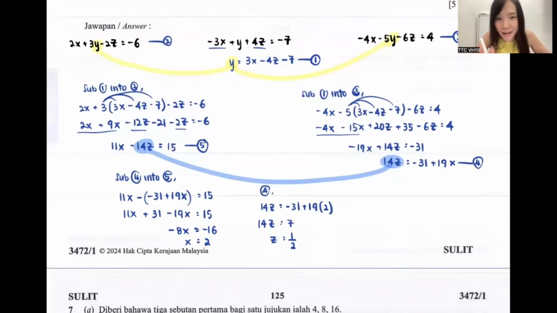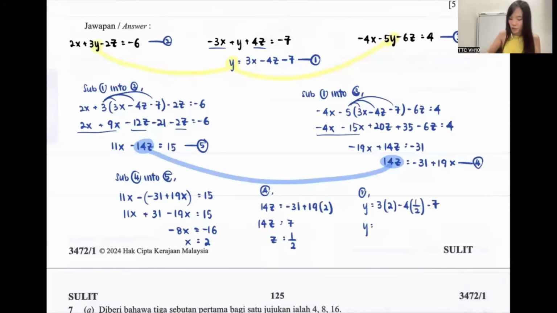Then after getting x, after getting z, I want to find y. I think equation 1 is a good one, because equation 1 just has a single y. So my x is what? 2. My z is what? 1 over 2. And then minus 7. So press calculator, get the answer. So 3 bracket 2 minus 2 minus 7. So I press the whole thing, I get the answer, negative 3.